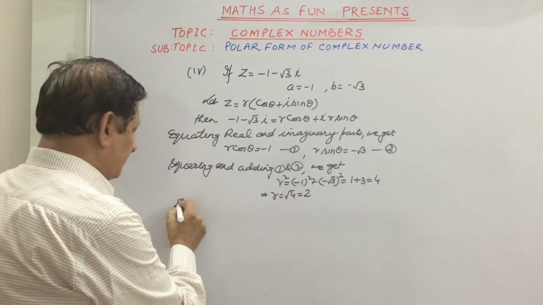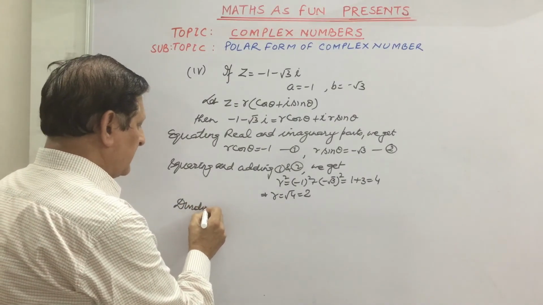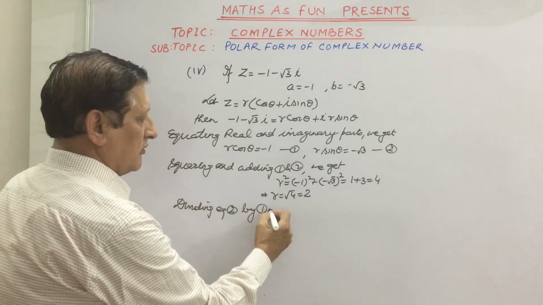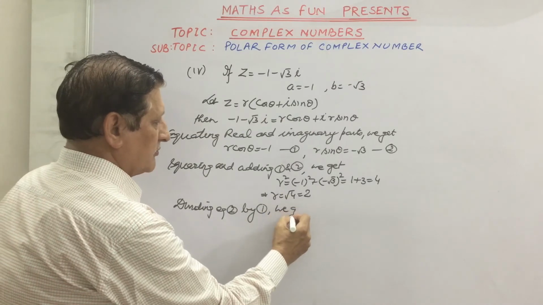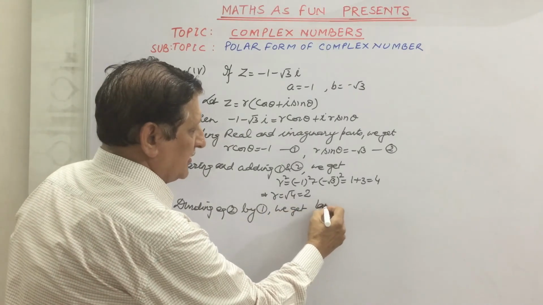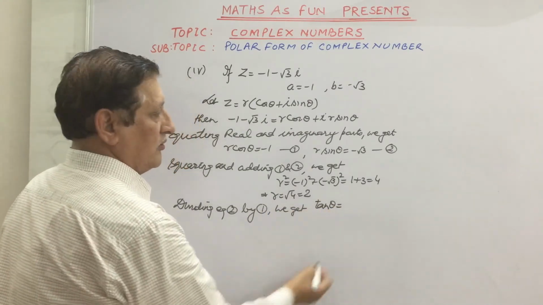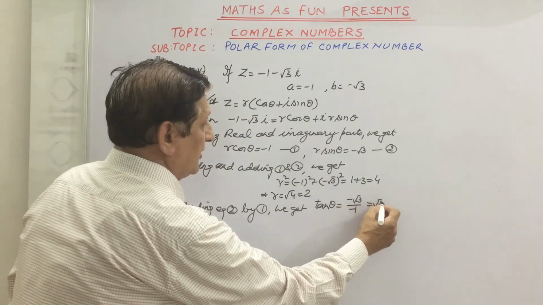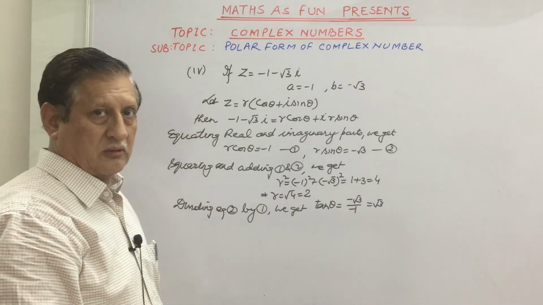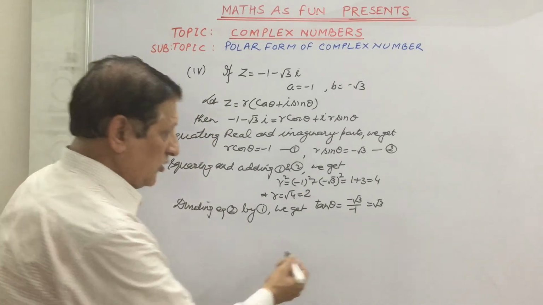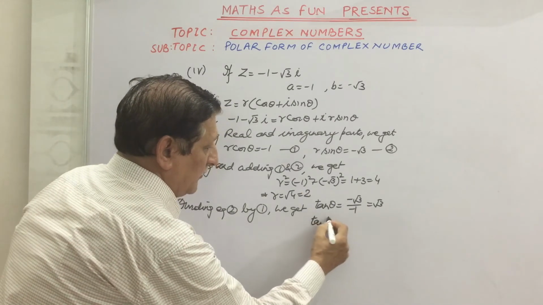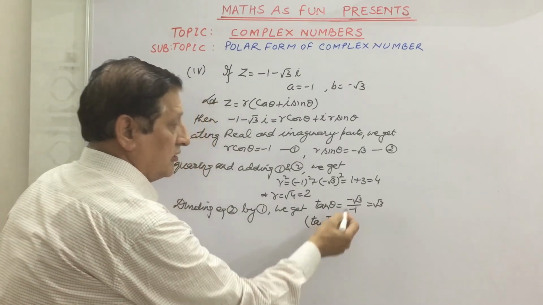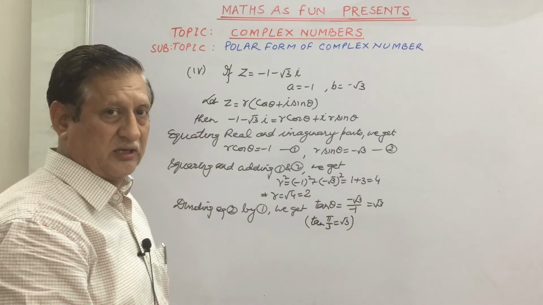Then we divide them. Dividing equation number 2 by 1, we get tan theta is equal to minus root 3 upon minus 1. This is root 3. And we know that tan pi by 3 is root 3. But here sin theta and cos theta both are negative.